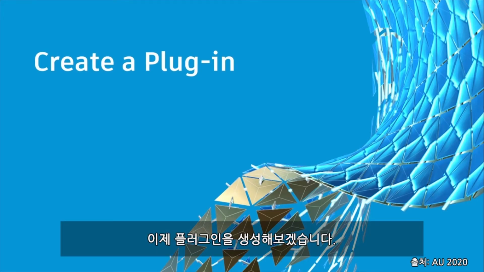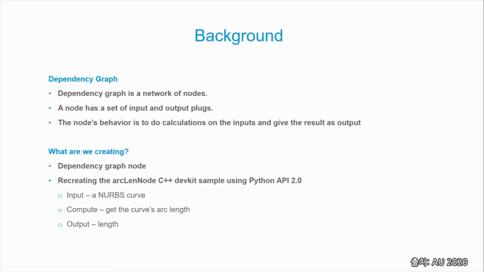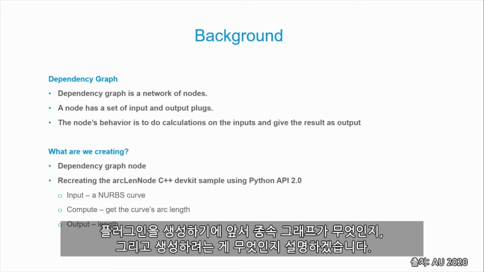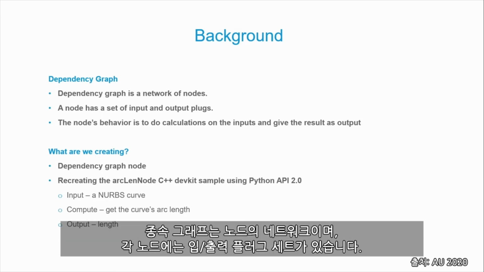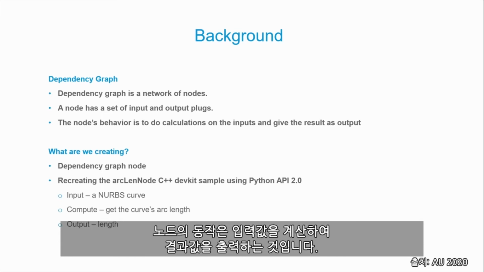All right, so let's create a plugin. We will be creating a dependency graph node using the Python API 2.0. Before we create the plugin, I want to give you some background on what a dependency graph is and what we are creating. A dependency graph is just a network of nodes, and each node has a set of input and output plugs. And plugs are just connection points. They're used to connect to other nodes. And the node's behavior is to do calculations on the inputs and give the result as output.